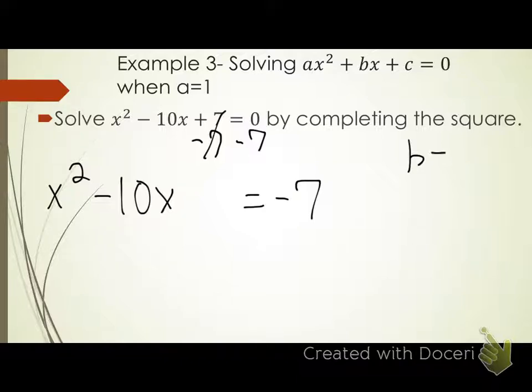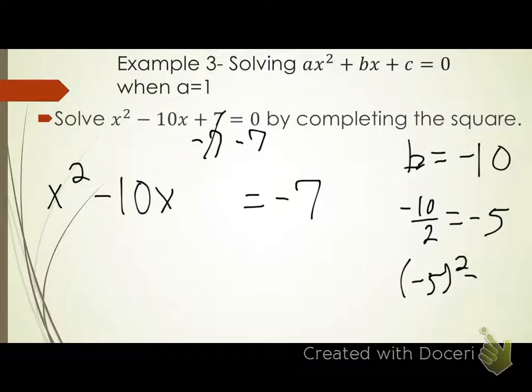What's my b value? Negative 10. What's the first thing I need to do to negative 10 in order to complete the square? Negative 10 divided by 2 gives me negative 5, and then negative 5 squared gives me positive 25. So I'm adding 25 to complete the square. Does everyone see that?